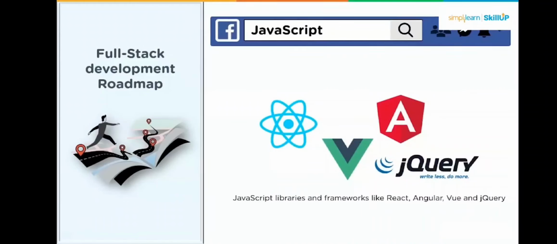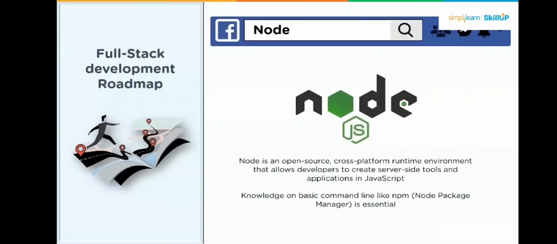Let's move ahead and look at some of the backend environments. Now, the most popularly used environment is Node.js. Now, this is basically an open source cross-platform runtime environment that allows developers to create server-side tools and applications in JavaScript. Now, Node is typically used to create real-time applications with two-way connections, wherein both the client and the server can communicate and exchange data without any hassle. Now, I really recommend you have a basic knowledge of the command line as well. That is, knowledge of basic command line tools like NPM, that is Node Package Manager, is also essential. So this was a simple overview of Node.js.